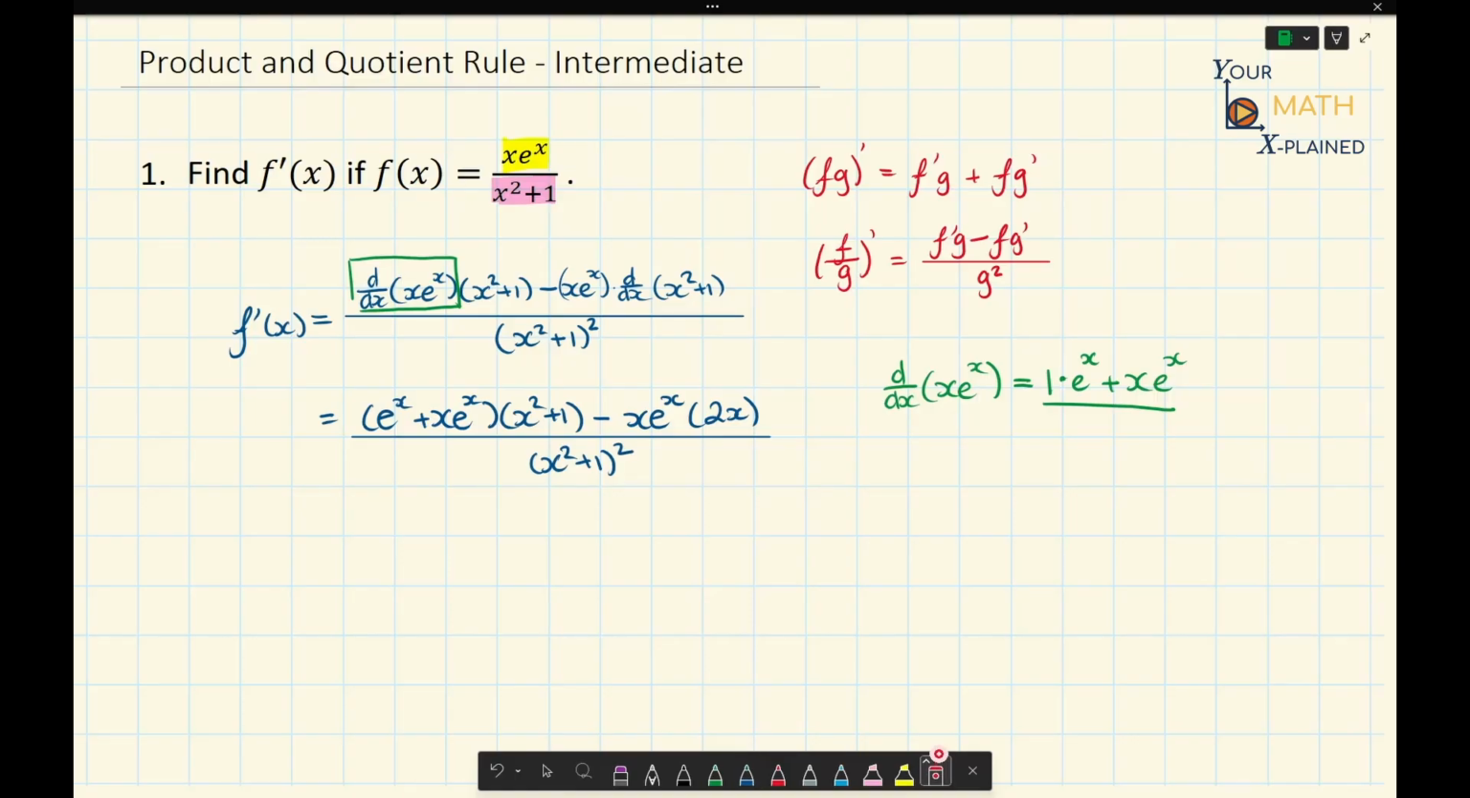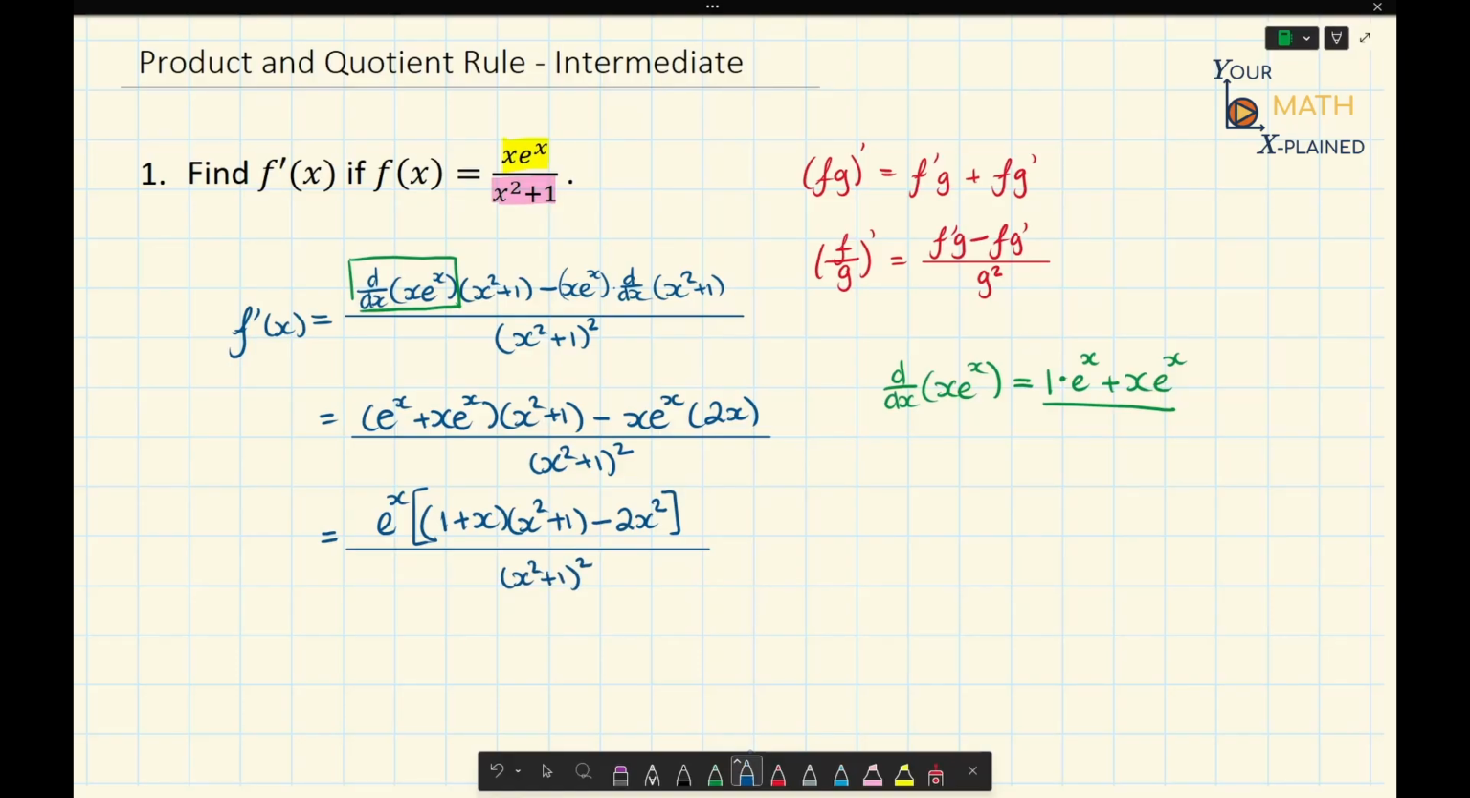So now notice that we can pull out an e to the x from here and then an e to the x from here. So let's go ahead and factor that out. So we get this is equal to e to the x times 1 plus x times x squared plus 1 minus x times 2x. So that is 2x squared. And then we have this over the denominator, which is x squared plus 1 all squared.